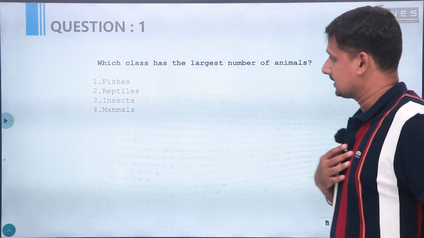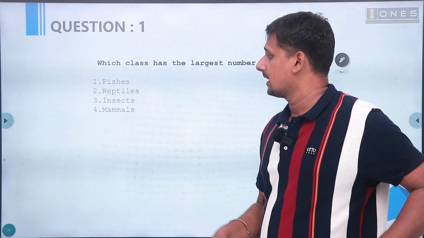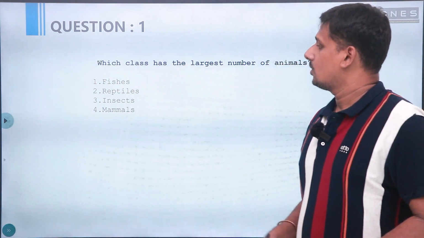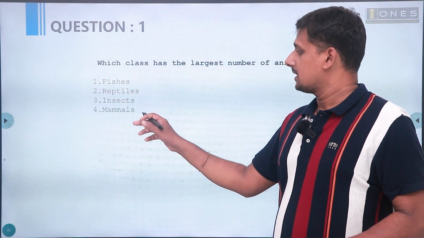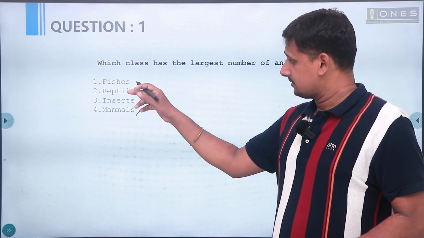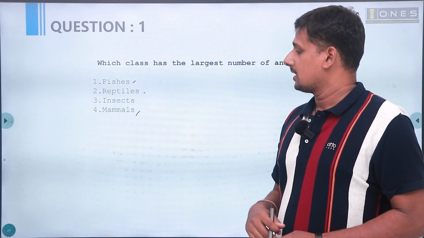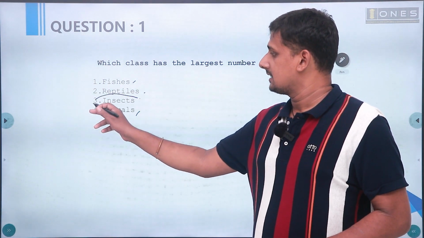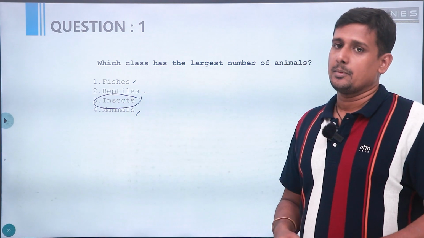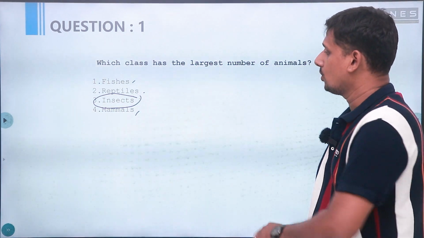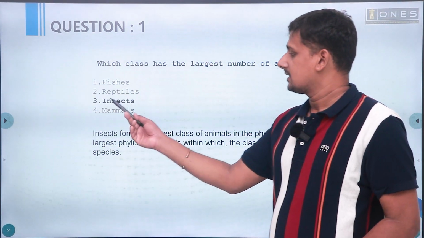So which class? Fish ഉണ്ട്, reptile ഉണ്ട്, insects ഉണ്ട്, mammals ഉണ്ട്. So if we check these four options, mammals are there, terrestrial ആയിട്ടുള്ളത്. Fishes, aquatic animals ആണ്. Reptiles, there are a few number of reptiles also. Whereas if we check insects, there are a huge number of insects. നമ്മുടെ ആനിമൽ കിങ്ഡത്തിൽ ഇൻസെക്ട്സ് ആണ് ഏറ്റവും കൂടുതലായിട്ട് കണ്ടുവരുന്നത്. So the right answer is insect.